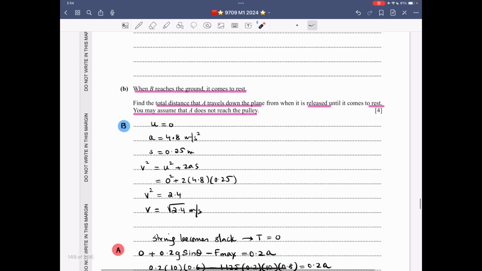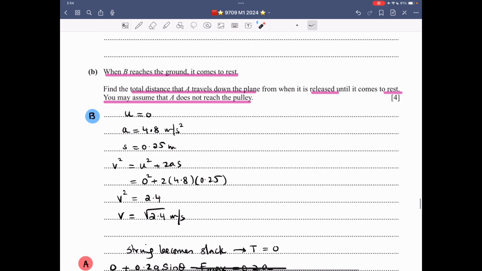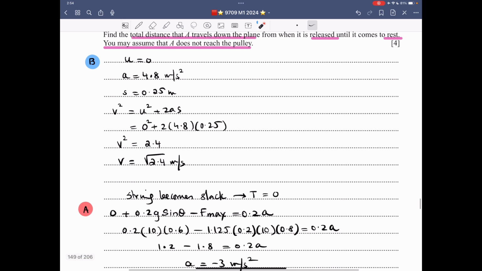Let me read the whole question. So it says, find the total distance that A travels down the plane when it is released until it comes to rest. You may assume that A does not reach the pulley. That means it stops before the pulley. So for particle B, u is 0, a is this, s is this. Find v, leave the answer in the square root form. No need of using the calculator.